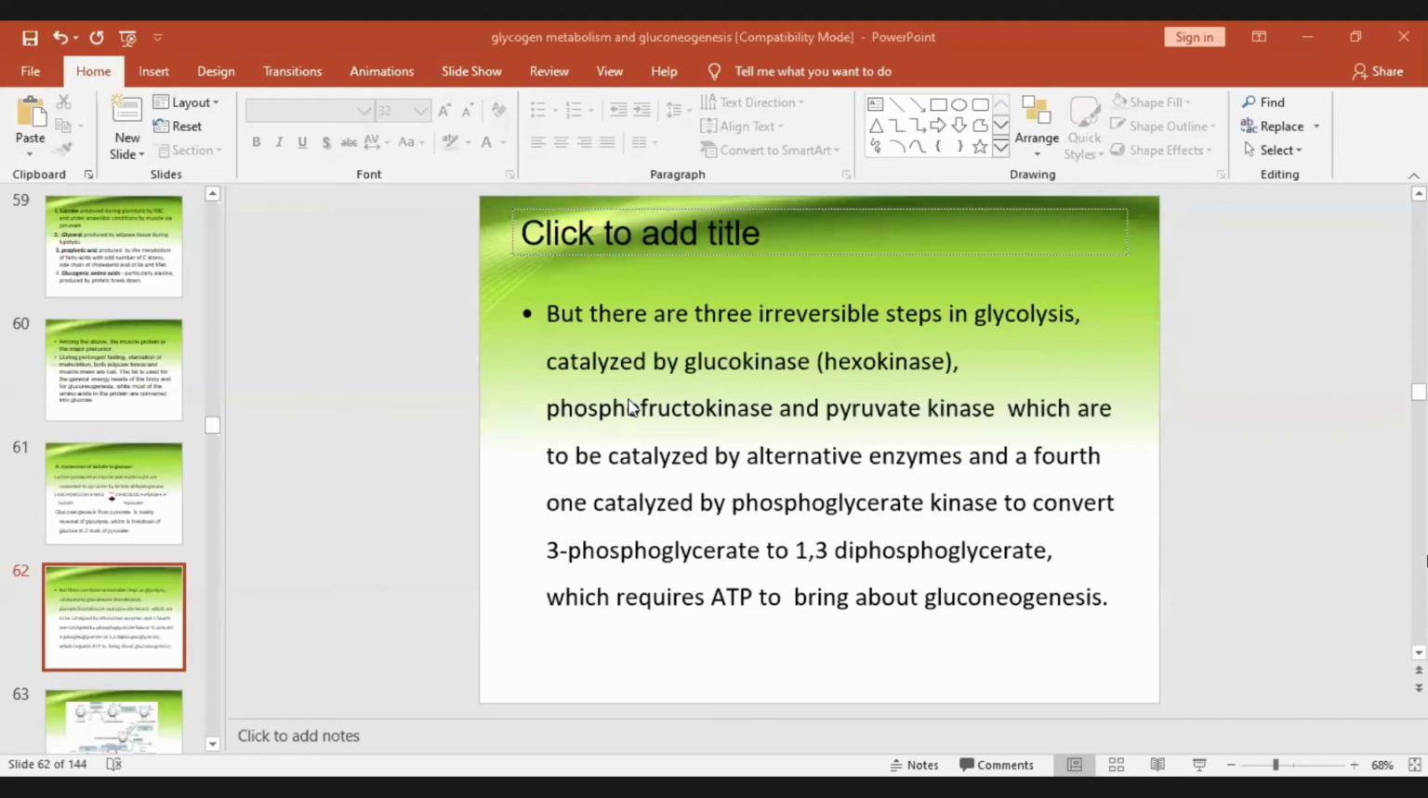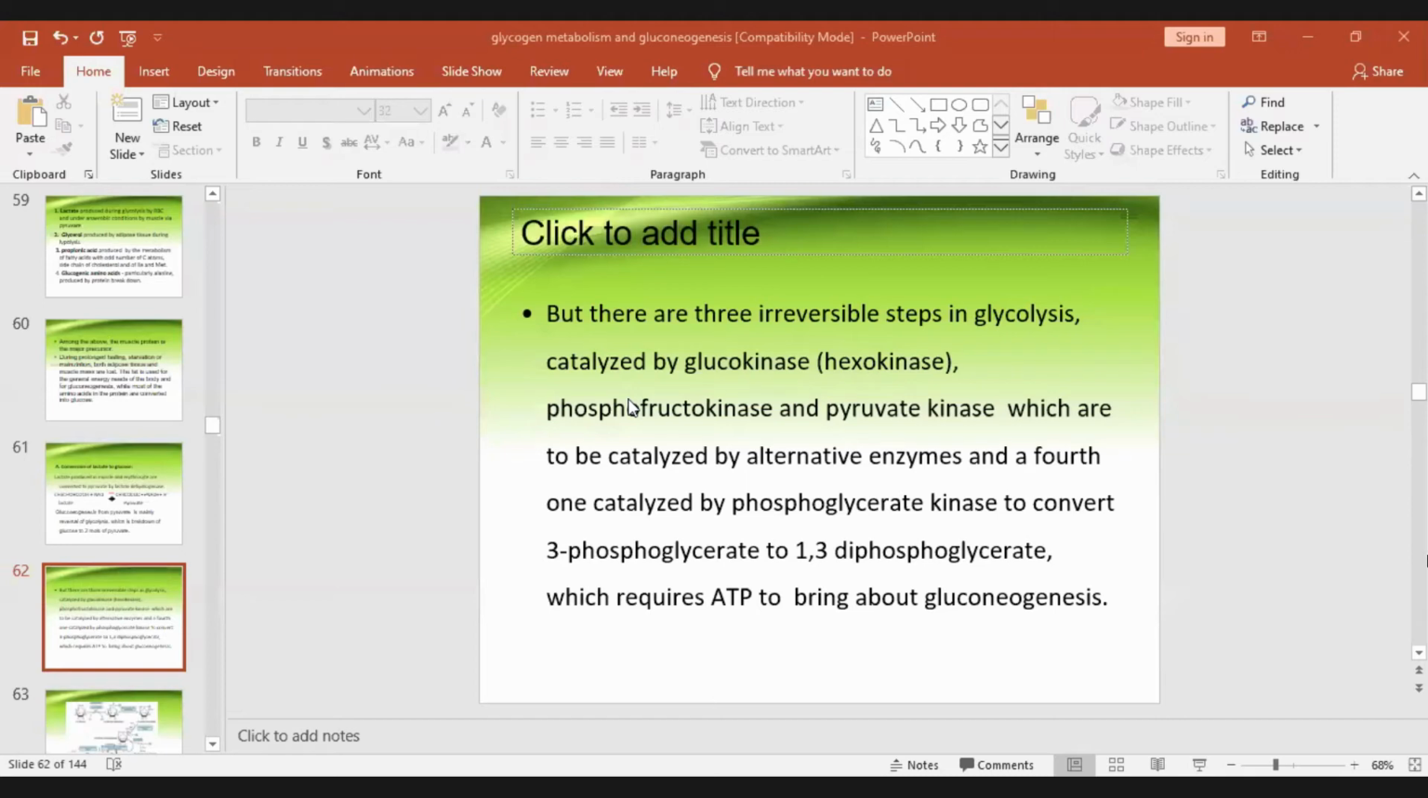Apart from phosphoglycerate kinase, which acts in the reverse direction utilizing ATP, there are pyruvate carboxylase, phosphoenol pyruvate carboxykinase, fructose 1,6-biphosphatase, and glucose 6-phosphatase. These are the 4 enzymes to overcome the 3 irreversible reactions. What are the 3 irreversible steps of glycolysis? Hexokinase, phosphofructokinase, and pyruvate kinase. These are to be overcome by pyruvate carboxylase, phosphoenol pyruvate carboxykinase, fructose 1,6-biphosphatase, and glucose 6-phosphatase.